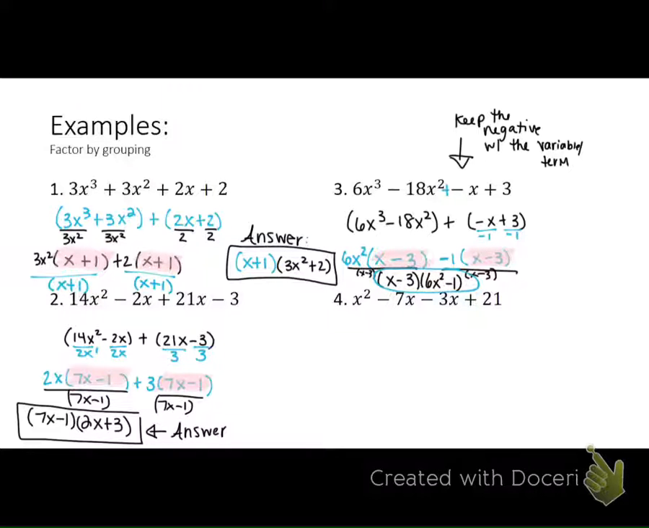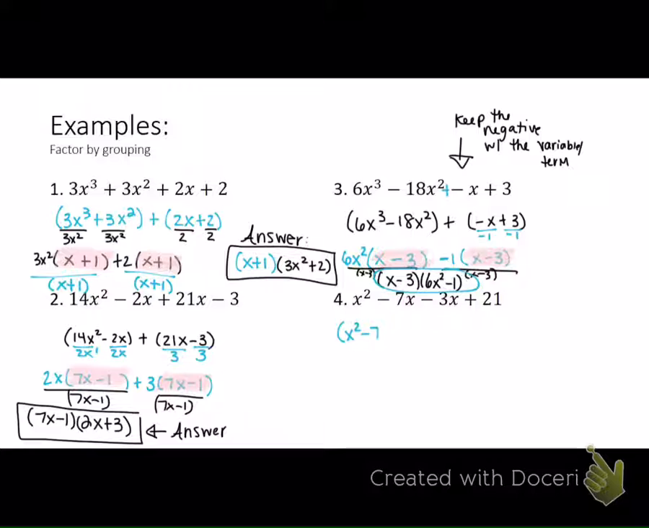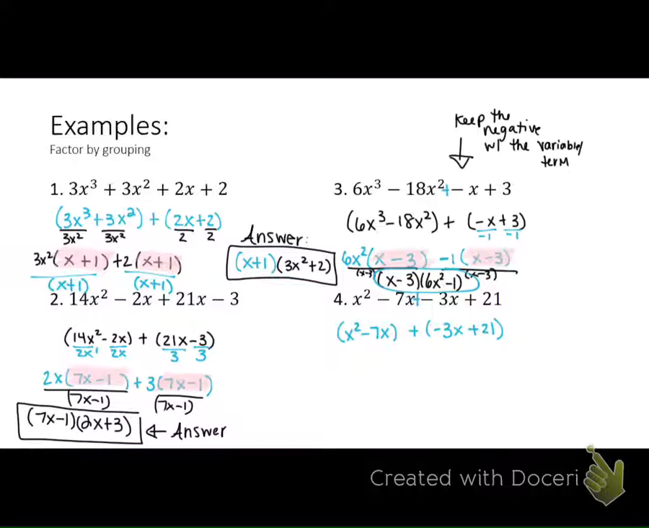What have we been doing? What did we do if there was 4 terms? We grouped the first 2 terms and the second 2 terms. So we group x squared minus 7x. Remember that negative, we always make this plus a negative, so this becomes plus negative 3x plus 21 in parentheses.